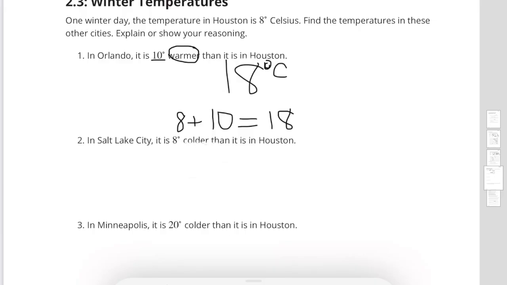In Salt Lake City, it is 8 degrees colder than it is in Houston. So Houston is positive 8. I have a change of 8 degrees. Colder tells me I'm moving to the left in the negative direction. So 8 plus negative 8. These are opposites, positive 8 and negative 8. When I add those together, I get 0. So it is 0 degrees Celsius in Salt Lake City.